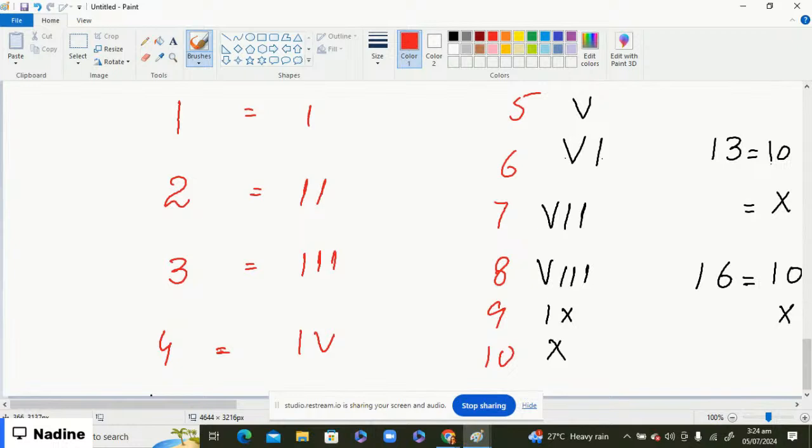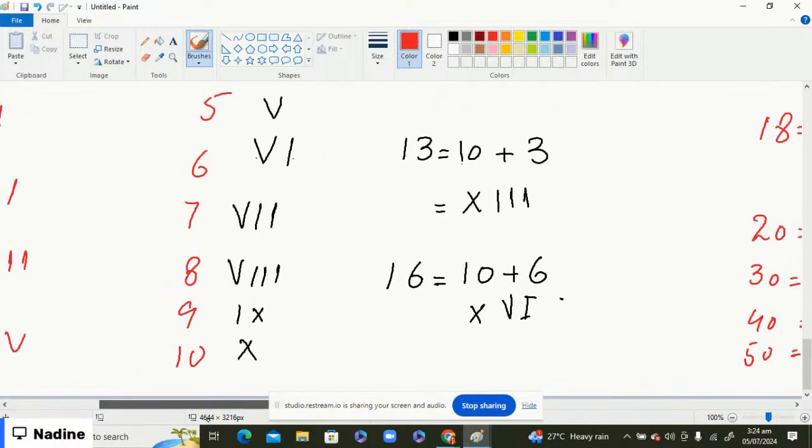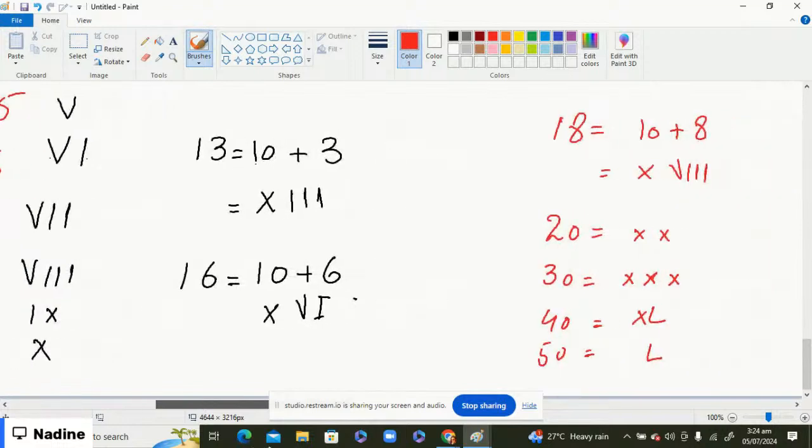Now if we're going to write down, for example, 40 and 50: 30 is the same, 20 is the same, 10 is the same, you are just going to add up 10s. For 20 you add 10 plus 10. For 30 you add 10 plus 10 plus 10. Now for 40 and 50, look at 40. 40 is basically 50 minus 10. As we know, 50 is L and for 40, 10 is subtracted from the L, that is XL.